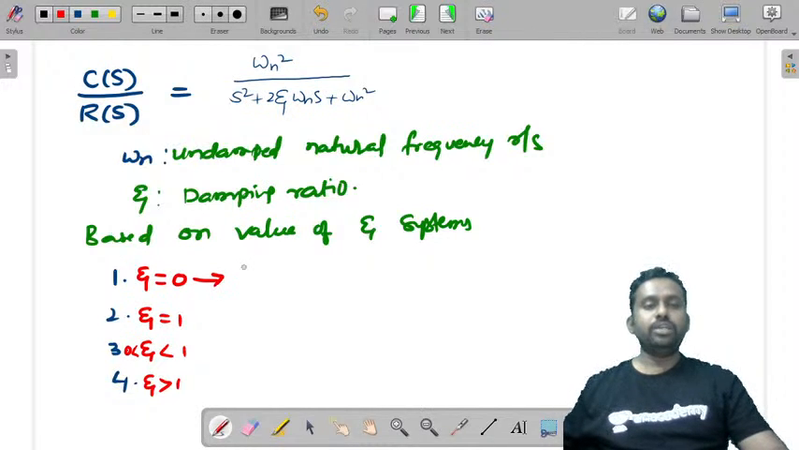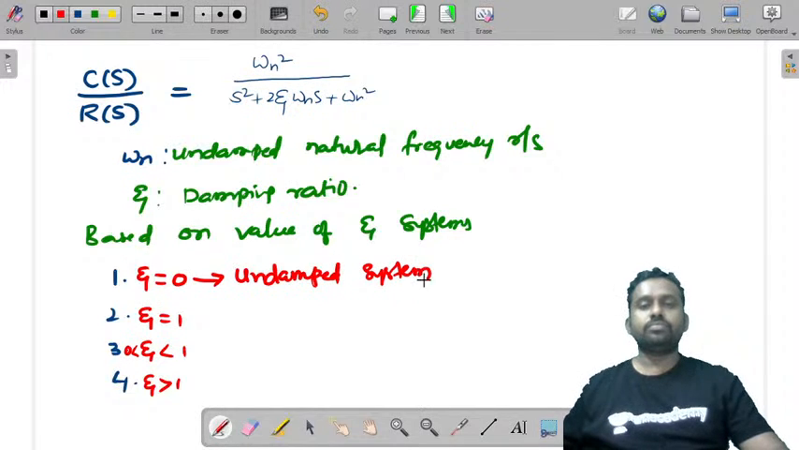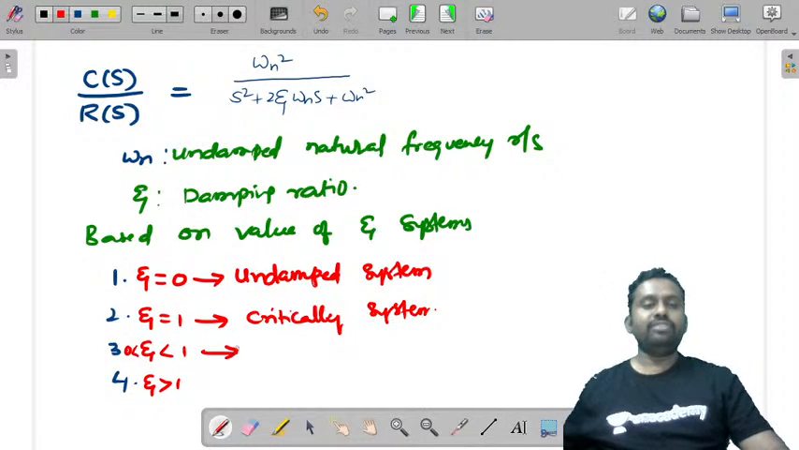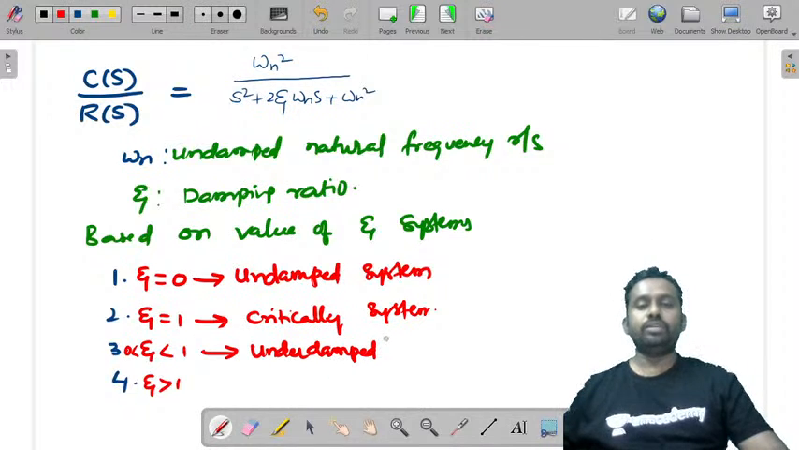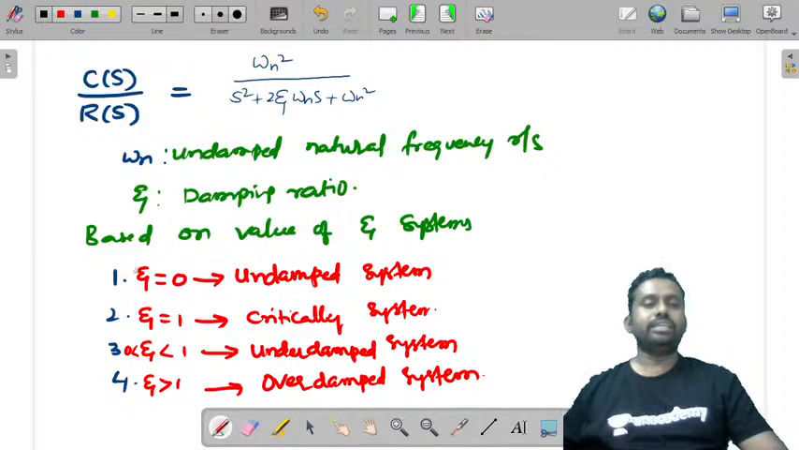So zeta is equal to 0 is an undamped system. Zeta is equal to 1 is a critically damped system. If the zeta value is between 0 and 1, it is an under damped system. Hope you are getting my point. And if zeta is greater than 1, it is an over damped system. So based on the values of zeta, you can classify the systems as undamped system, critically damped system, under damped system, and over damped system.